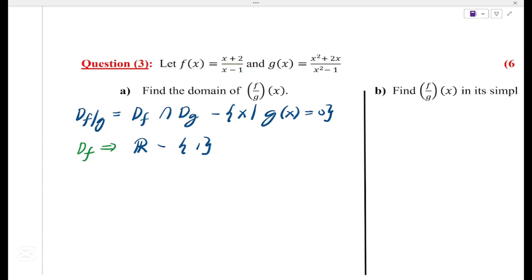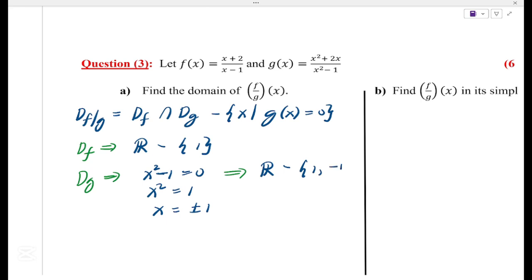And then for the domain of g, if you look at the g, the function g is a fraction again, and the numerator doesn't have any problem because you can put any number here because it's a polynomial. But the denominator cannot be 0. So if we solve x squared minus 1 equal to 0, x squared is equal to 1, and x is equal to positive and negative 1. So it means to say the domain of g is all real numbers except positive 1 and minus 1. The values of x here that make it 0 are these two values, so we have to remove them.